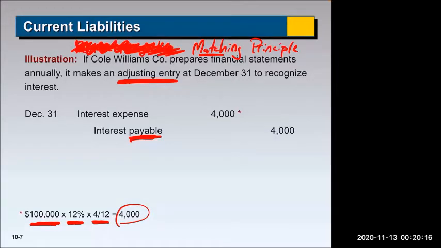Accrual accounting says I record things when they happen, not when they're paid, but when they happen. I had this money for the last 4 months. I have to show that I owe interest for those 4 months. And that interest is related to these last 4 months, not when I pay it. Because if I recorded all the interest when I paid it, I'd be recording that interest expense for the wrong year. I want to record the interest expense now.